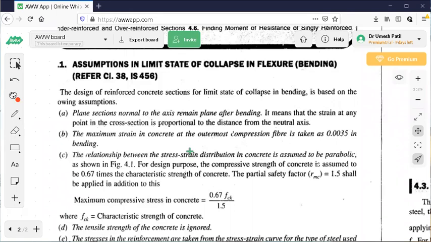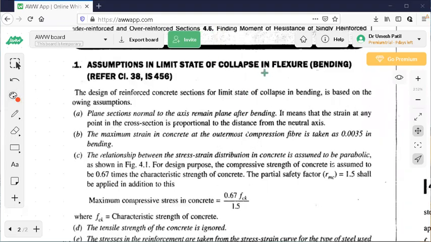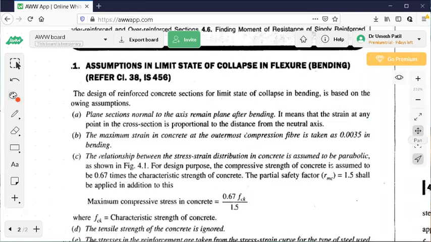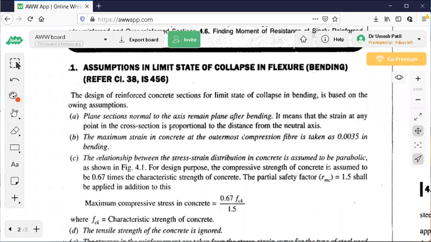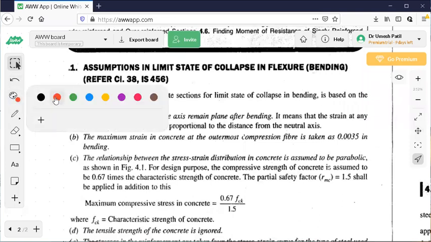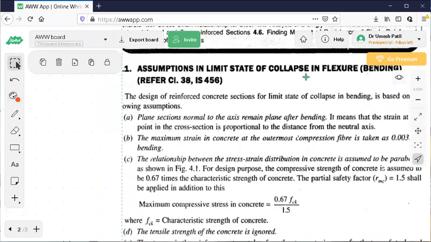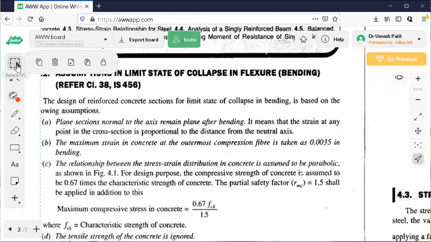If anybody asks you the question, what are the assumptions in the limit state design for flexure? Flexure means bending. When I say flexure, it is bending here. Is it clear, this one? Flexure and bending are one and the same. Okay. See this. I'm not able to draw this line.